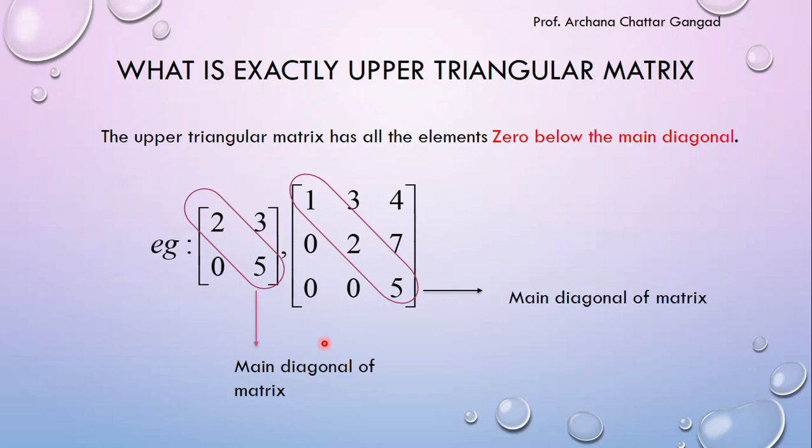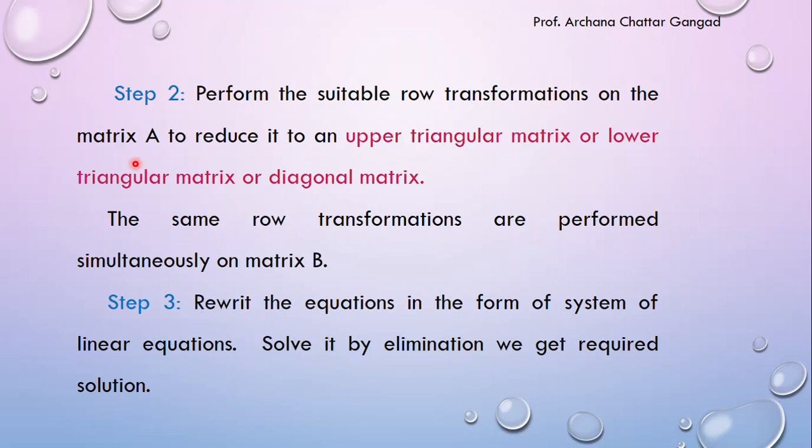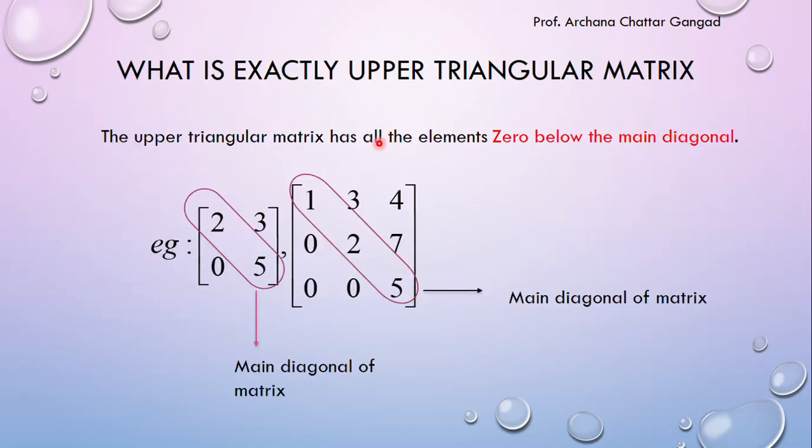Now what is exactly the upper triangular matrix? In the previous slide, in the second step, we saw that the matrix A should be reduced to an upper triangular matrix, lower triangular matrix or a diagonal matrix. So what is exactly the upper triangular matrix? The upper triangular matrix has all the elements 0 below the main diagonal. Now see the example here: a 2 by 2 matrix is given, 2 rows and 2 columns. This is your diagonal element 2, 5. That is called the main diagonal of a matrix. Below this main diagonal, all the elements are 0. So this is an upper triangular matrix.